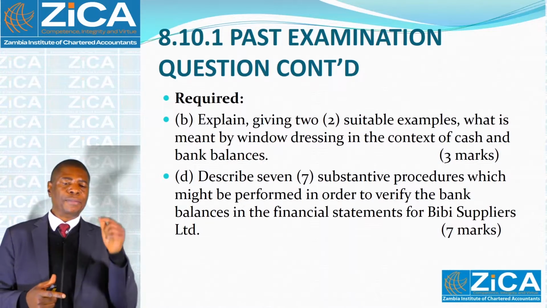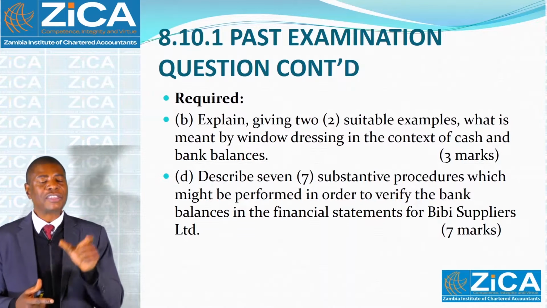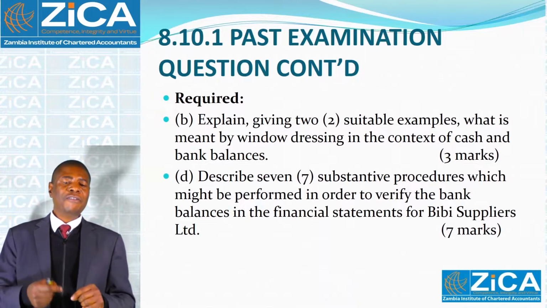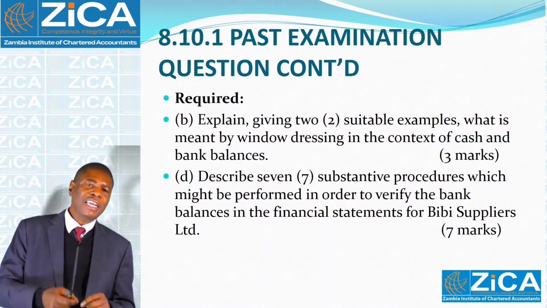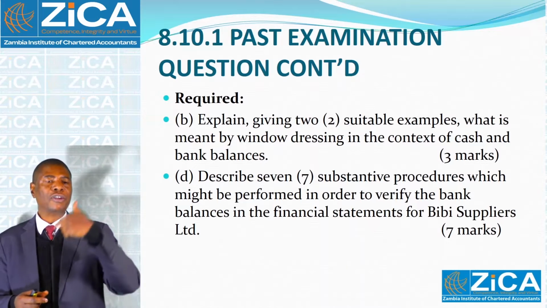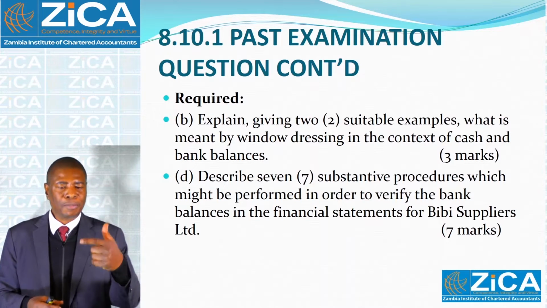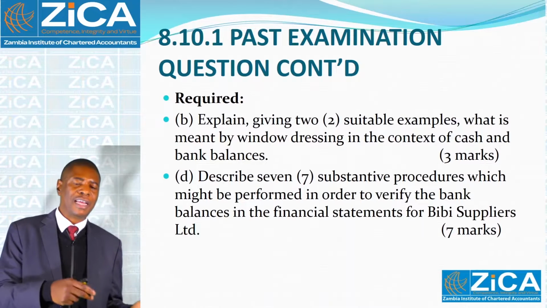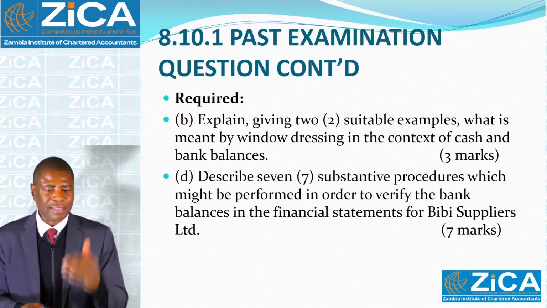Then D was described 7 substantive procedures. So 7, please. Now substantive procedures, like I said, first of all, think about the financial statement assertion you are trying to prove. Then your procedures will make a lot of sense. And also, please mention documents. Okay? Don't just say, I'll look at this one. This is the bank balances.